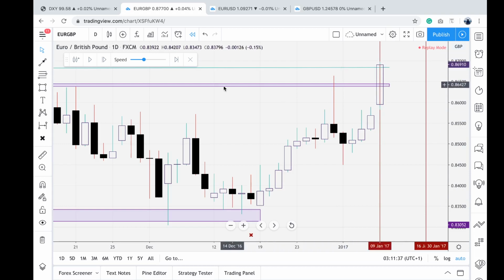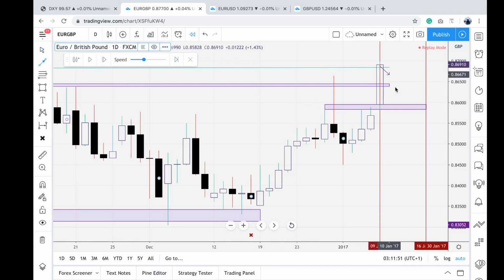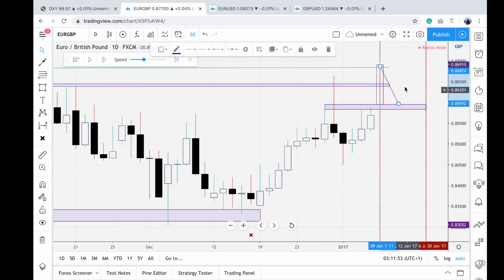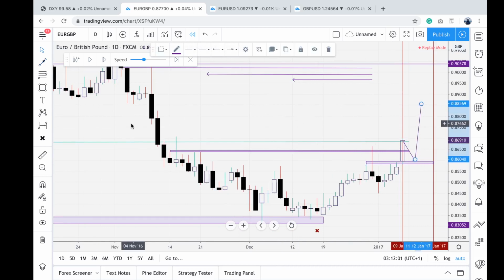So we could retrace down into this level where support rests in form of fair value gap. Okay, we could trace down into that level and potentially find support of that level to go higher as we're still in a discount market. Okay, so that could potentially happen. And on the upside, there's still ranges to be met.